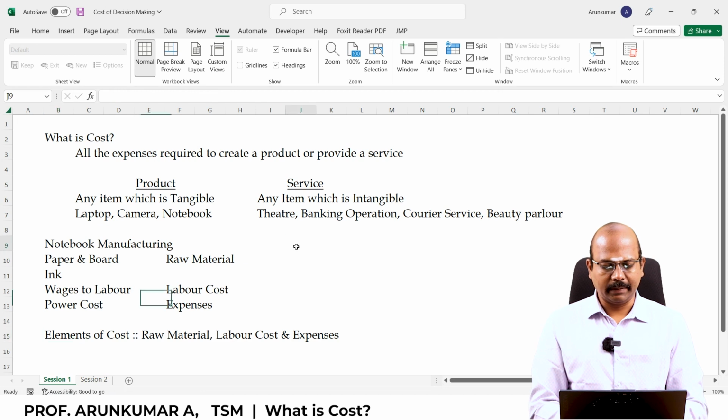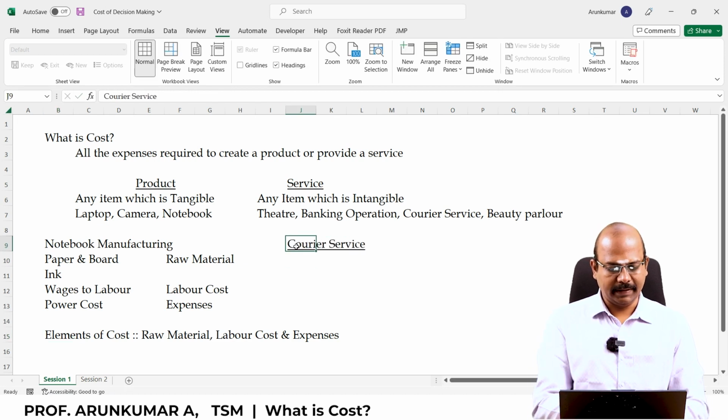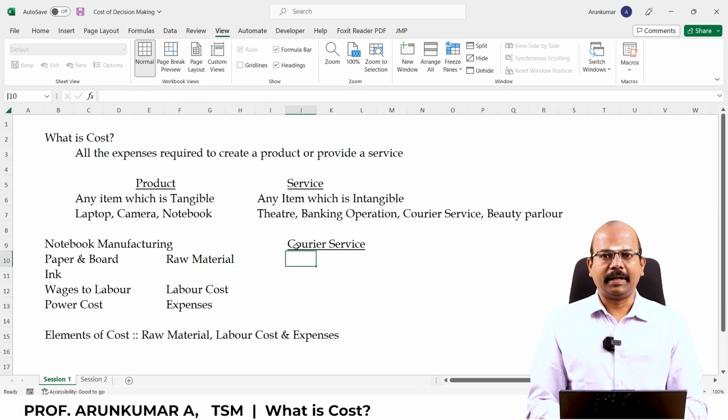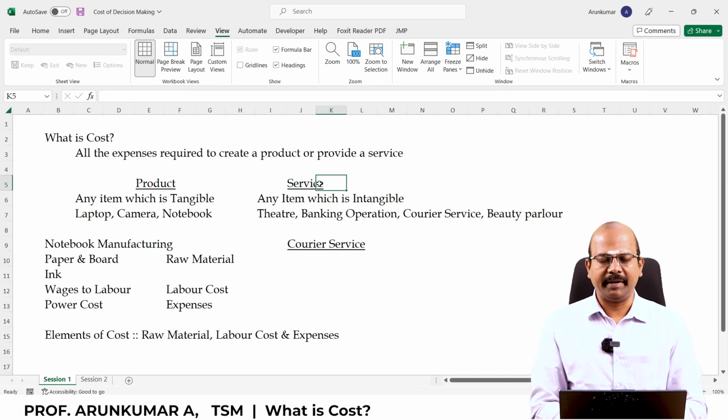We'll take any one example. We'll take the example of courier service. So for courier service, what is the raw material? Here you understand, only if you produce a product, there will be a requirement for raw material. If you are going to provide a service, there won't be any requirement for raw material.